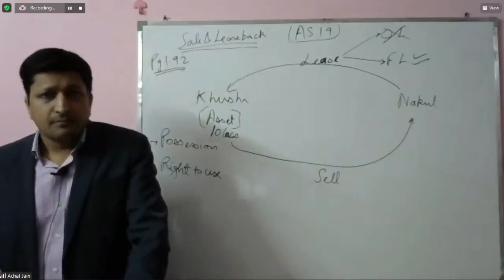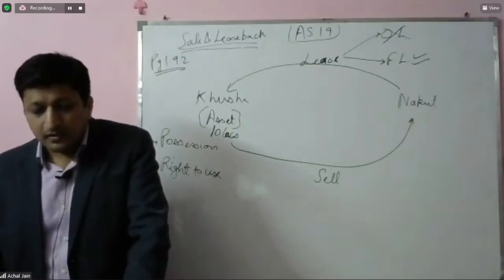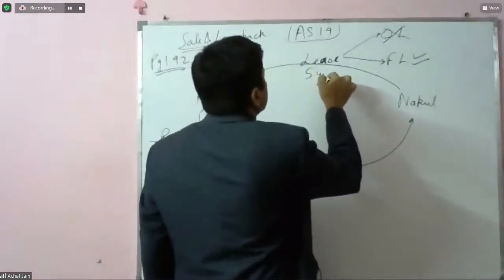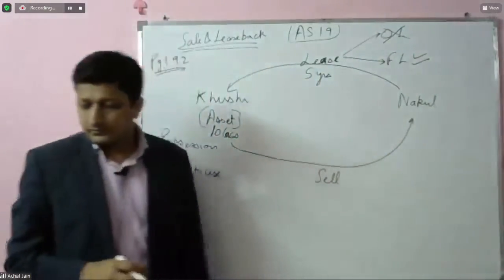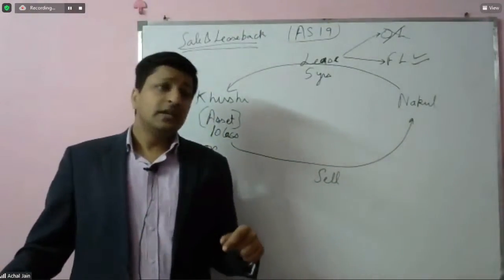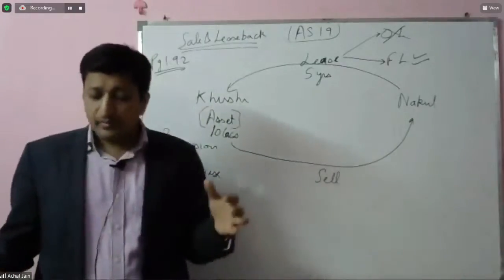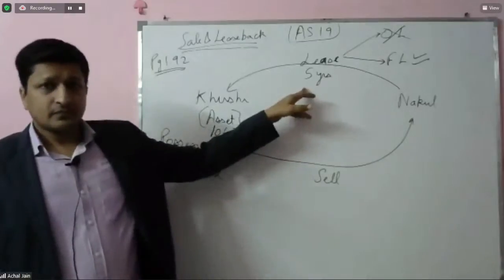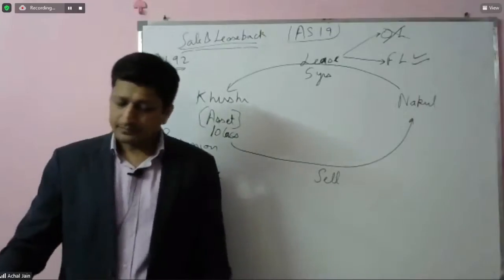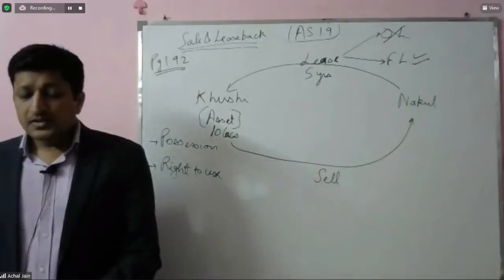This should be deferred, means this should not be recognized immediately and should be amortized over the lease term. Let's suppose the lease term is 5 years. Over the lease term, let's suppose there is an excess of 1 lakh. That will not be recorded on an equal basis. That will be recorded in proportion to the depreciation of the leases. Number 1. Number 2, the scenarios which the study material gives.